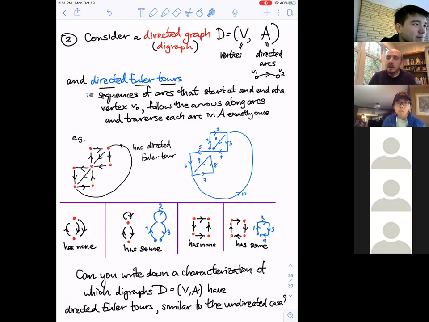Okay, yeah, so Theo, did you have a suggested characterization of which digraphs have directed Euler tours? Theo's saying everything with an equal amount of inputs and outputs has a directed Euler tour. Yeah, so that's condition B, the analog of condition B in the directed case. In fact, there's a name for this number of edges incoming and number of edges outgoing. You talk about the in degree and the out degree of a vertex. So you're saying you should definitely have equal in degree and out degree at every vertex.